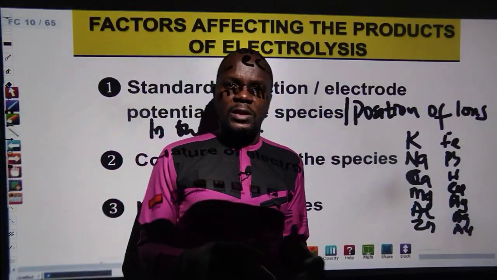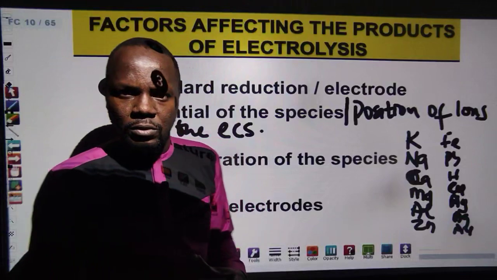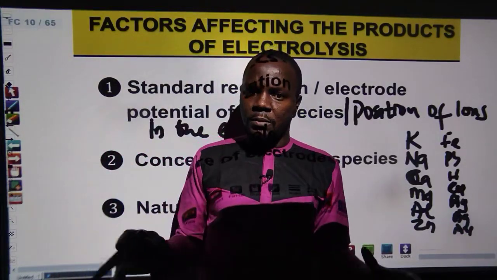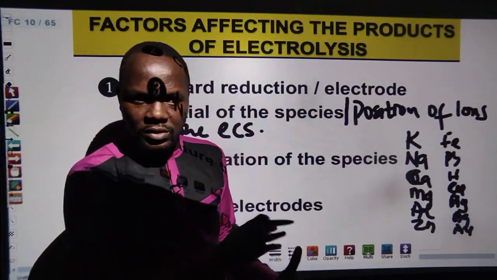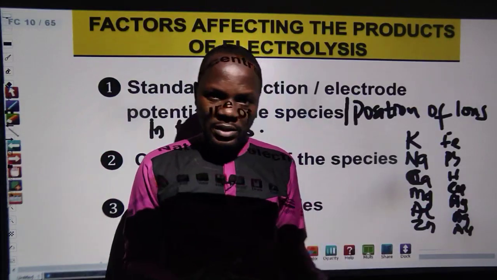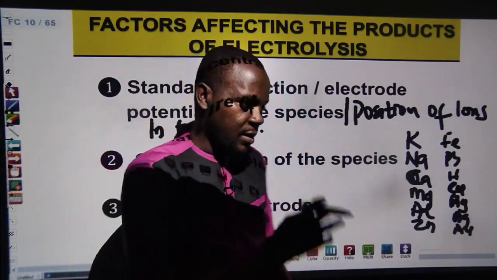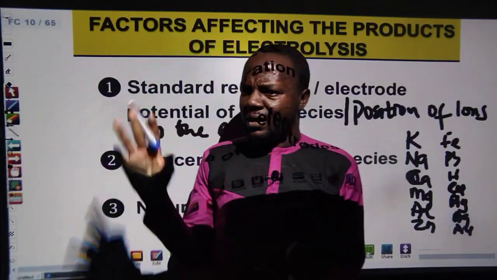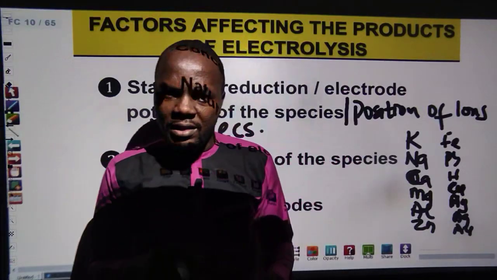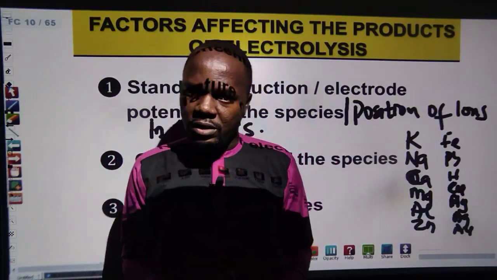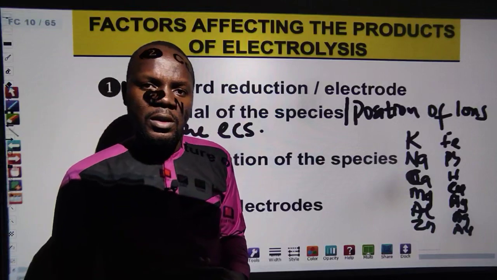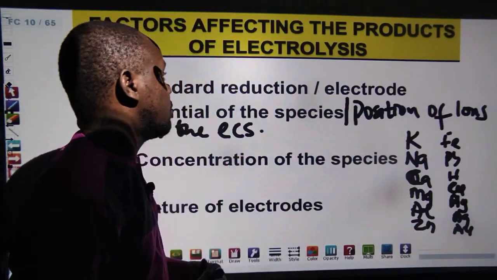If you are using a type of electrode, there are some electrodes I told you are inert electrodes. They don't take part in electrolysis. We talked about that in 10.1. Admin can remember that. And there are some electrodes similar to the nature of what you want to electrolyze. Definitely, they are going to have an effect on them. So all these are what we're going to talk about now. Let's start with the first one.